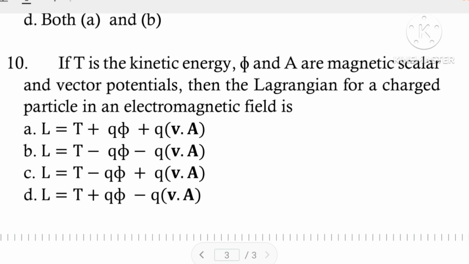Question number 10. If T is the kinetic energy, phi is the scalar potential and A is the magnetic vector potential, then the Lagrangian of a charged particle in an electromagnetic field is... four options are given. Option A, L is equal to T plus Q phi plus Q into V dot A. Option B, L is equal to T minus Q phi minus Q into V dot A. Option C, L is equal to T minus Q phi plus Q into V dot A. Option D, L is equal to T plus Q phi minus Q into V dot A. The answer is option C. That is, L is equal to T minus Q phi plus Q into V dot A.